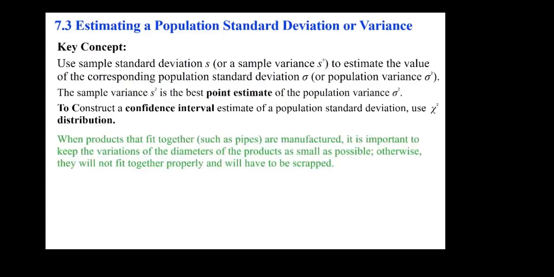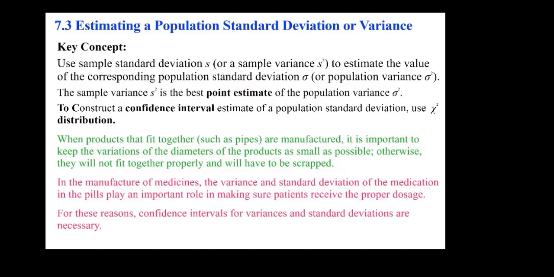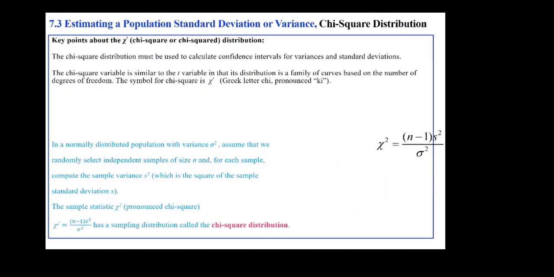When products that fit together, such as pipes, are manufactured, it is important to keep the variations of the diameters of the products as small as possible. Otherwise, they will not fit together properly and will have to be scrapped. In the manufacture of medicines, the variance and standard deviation of the medication in the pills play an important role in making sure patients receive the proper dosage. For these reasons, confidence intervals for variances and standard deviations are necessary. Let's go to the next page.